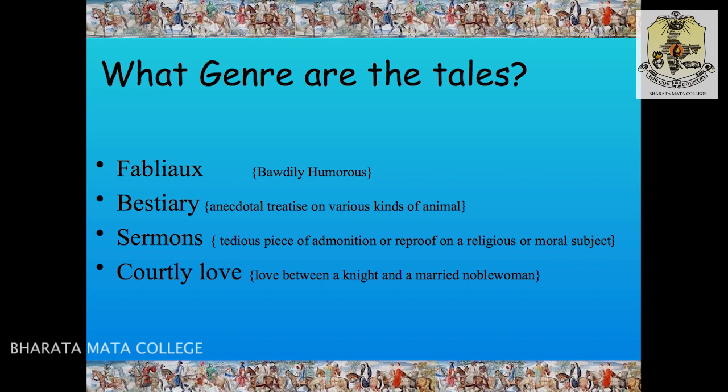Next, we have courtly love. Courtly love is between a knight and a noblewoman. So these are the 4 genres in which these tales can be categorized. Now, as I mentioned, there are 30 characters. To know how good these characters are, or do they do justice to their community or their occupation, we need to understand certain codes.